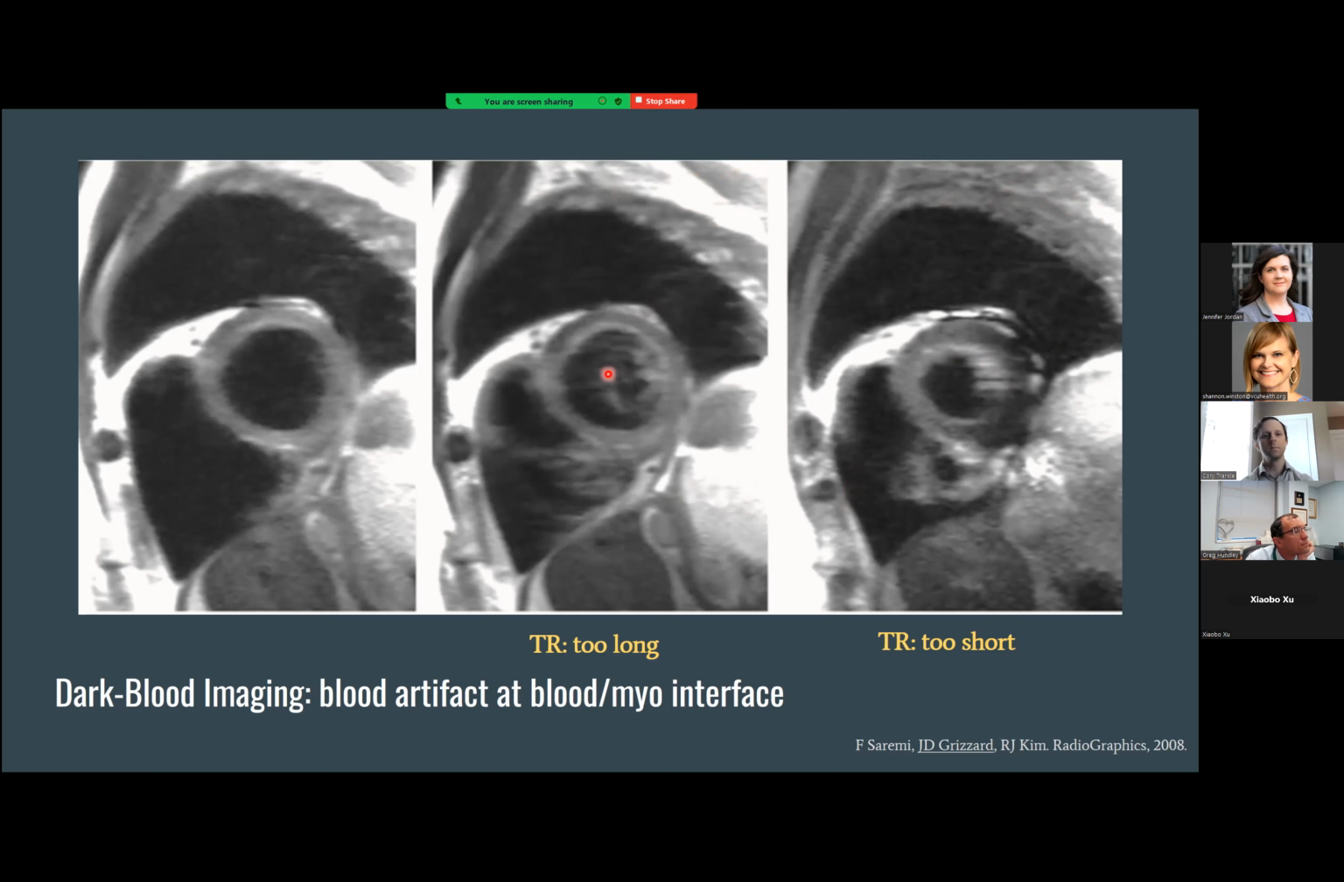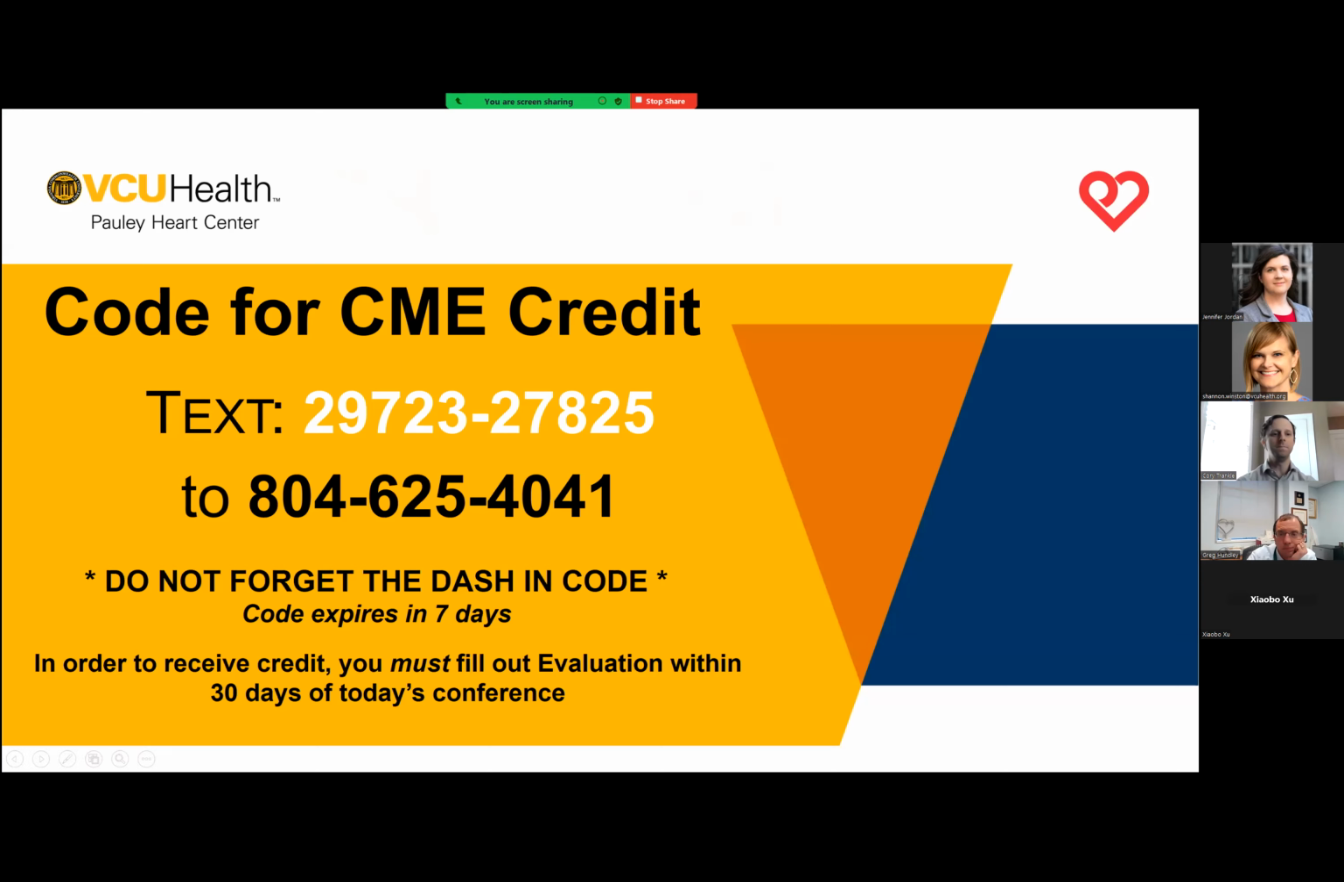So if it looks like you have blood and it's bright in the fat, I would lower the TR. If you're having difficulty delineating it and your fat's still pretty nulled, I would increase the TR. Hopefully that'll get you to mid-diastole there. Great question.